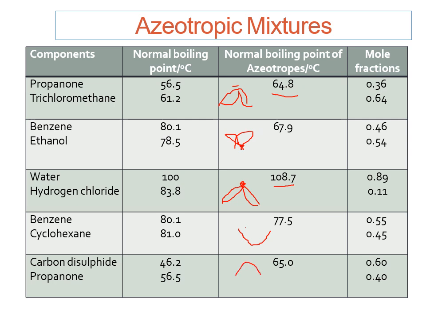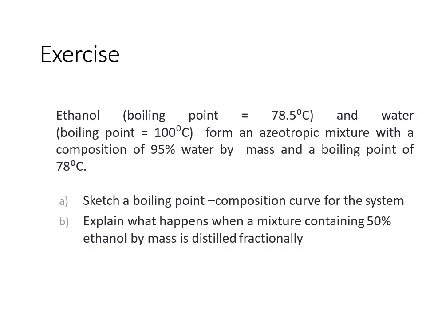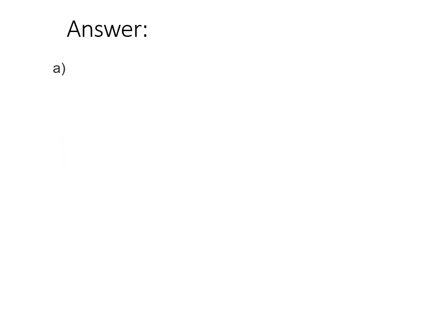So I want you to try this one, azeotropic mixture. Okay, sketch the deviation, whether it is positive deviation or negative deviation, for a two component system with the mole fractions being given. Okay, and then we're going to discuss in class later on. Okay, so these are a part of the answer. So do the exercise here as well.